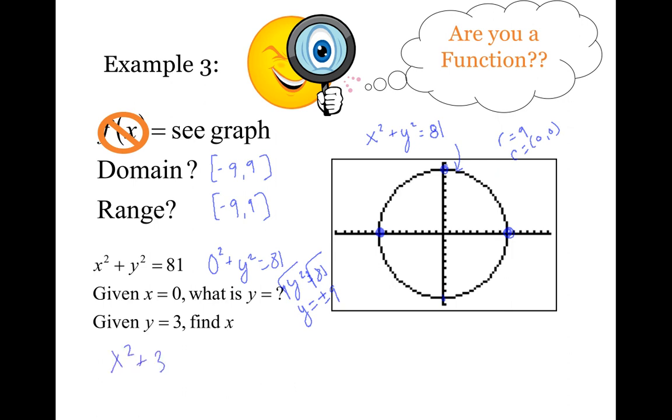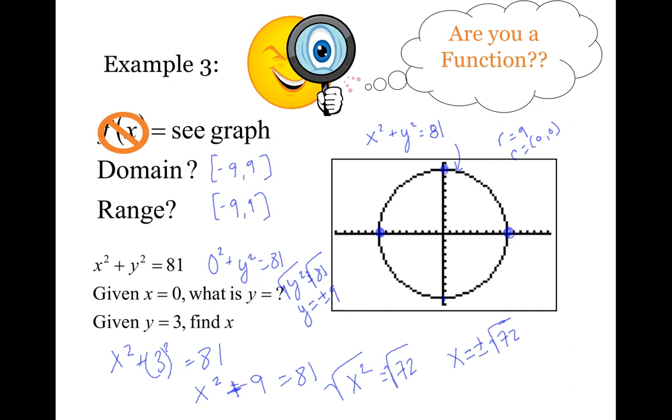What about when y is 3? x squared plus 3 squared equals 81. x squared plus 9 equals 81. Subtract 9. What is that? 72. And the square root. So you get x equals plus or minus the square root of 72. I'm going to go ahead and simplify that. So x equals plus or minus, this is what, 9 times 8. So there's going to be a bigger one.